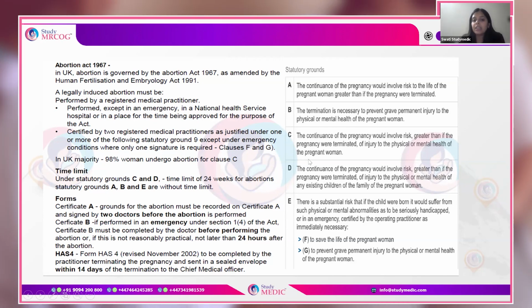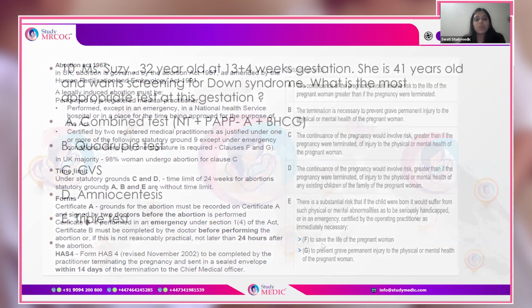In D, there will be injury to the physical or mental health of any existing children of the family. Means other children, the lady won't be able to take care of her other existing children. So if she's aborting on the basis of that, then it will be D. If the lady is aborting on the basis that if the child were born, it might be seriously physically or mentally handicapped, so let's abort it, then it would fall under E. So this is the summary of the statutory grounds.